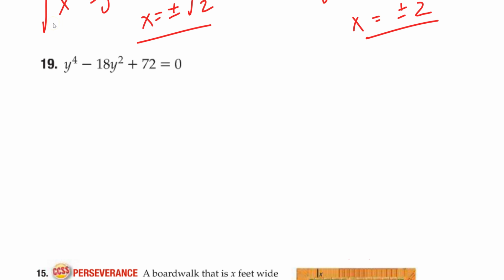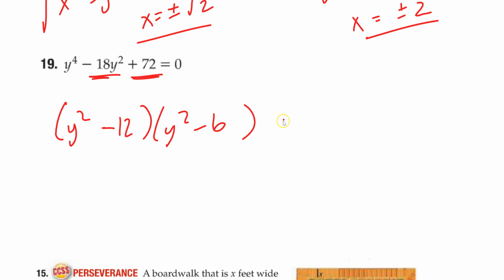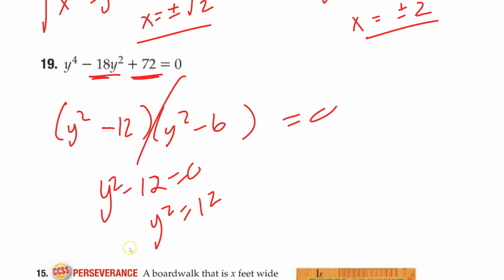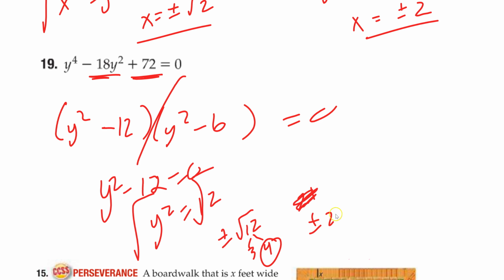Now this one, same thing. I can do it real quick. Half of that, so y squared, y squared. Two things that multiply to get 72, but I have to get 18. What is that? 12 and 6. Minus 12, minus 6 equals 0. Split it. Y squared minus 12 equals 0. Y squared equals 12. Square root it. Plus and minus root 12, you've got to break that down though. 3 and 4. Square root of 4 is 2. So plus and minus 2 root 3.